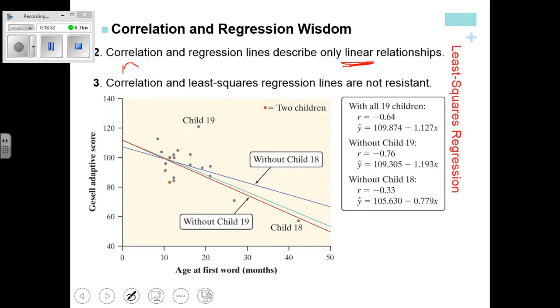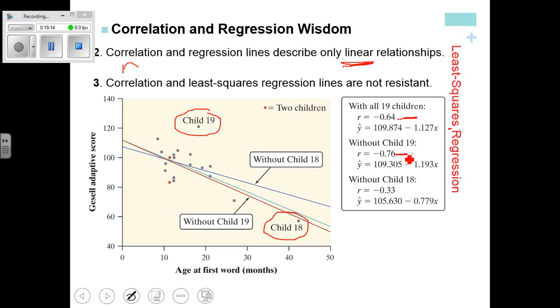Note also the difference between your outliers and your influential points. Here, an influential point at this child 18. Here, an outlier at this child 19. And notice your lines are not resistant to those points, and your R is strongly affected. Here was our original R with all the data, negative 0.64, and here was our original least squares line. Notice, without that child 19, which was an outlier, our R becomes stronger if we remove that one, of course because the points are now closer to the line.